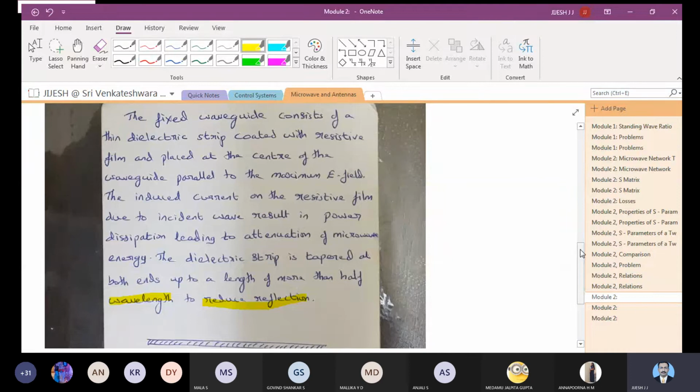So after completing this, you just draw the next figure. That figure is on a variable attenuator. Now we have seen one figure in fixed attenuator. So the figure which I am going to show you further is on variable attenuator. So you can draw that figure in your notes, and I'll explain how this variable attenuator works.